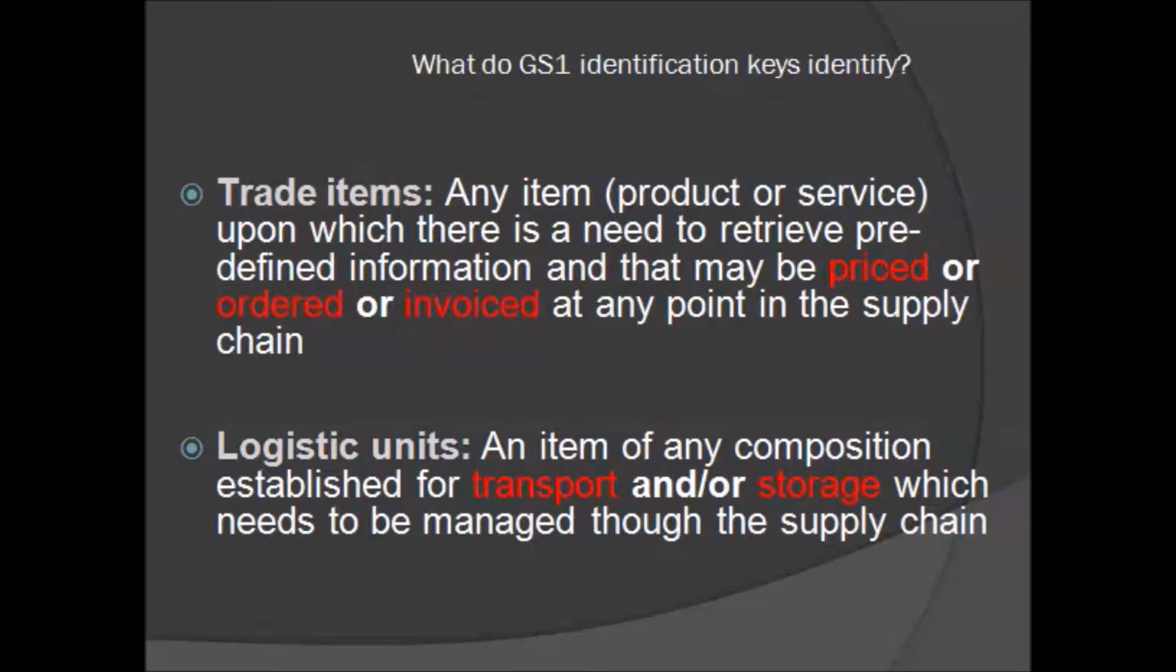So you may want to know, what do GS1 identification keys identify? First, global trade item number, GTIN. It is used to indicate the trade items: any trade item or product, even a service, upon which there is a need to retrieve predefined information, and that may be priced or ordered or invoiced at any point in the supply chain. So you will need to follow the identification key, using the key to indicate one trade item or a service you provided.